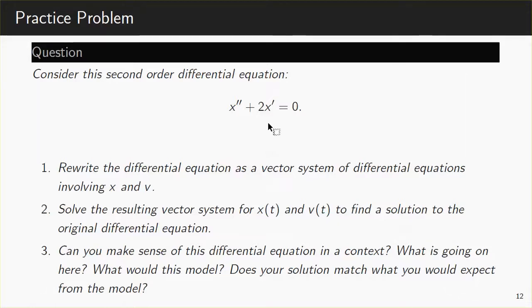All right, so what I want you to do is try this practice problem. You can pause the video and try to solve it by yourself, and then I will come back in a minute and go over the solution so you can check.